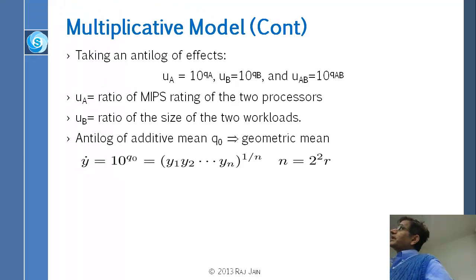So once you get the multiplicative model, then you take the anti-log, and you get the effects, and then you start talking about the geometric mean, because your q naught is the effect before the anti-log. After the anti-log, things that were adding are now multiplying. All right, so let's take an example of this.